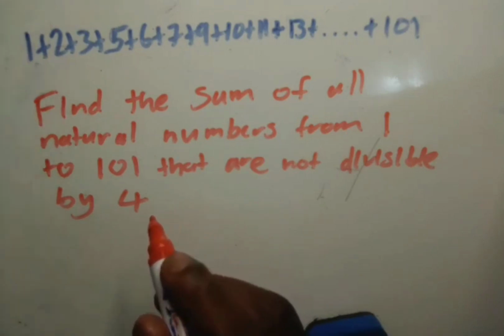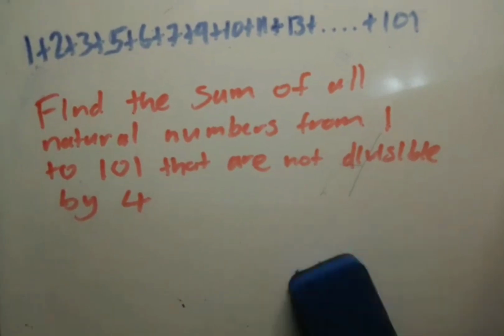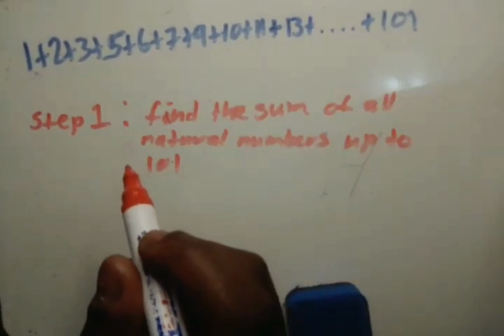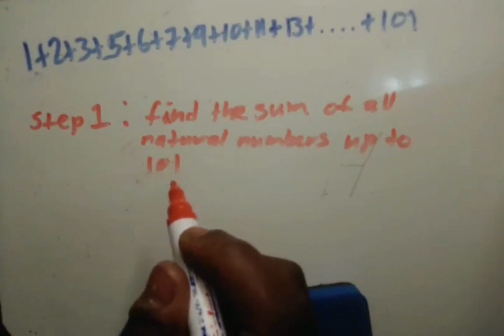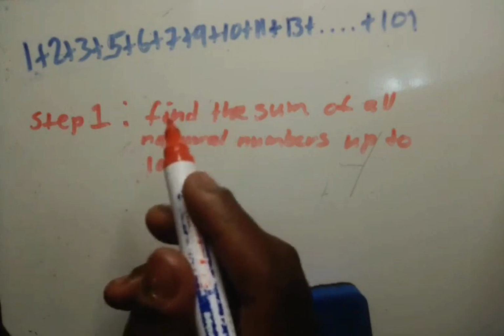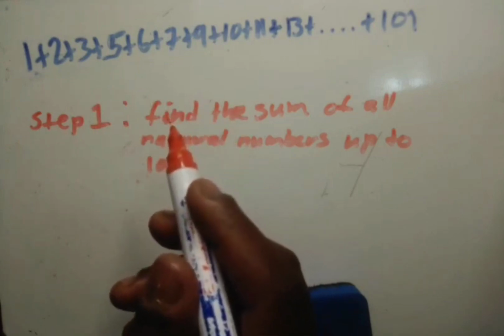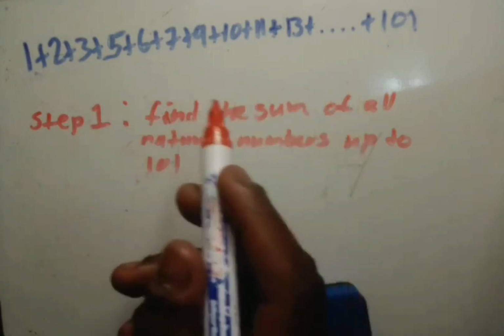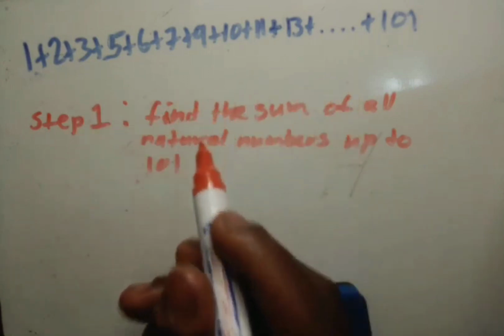So how do you deal with this question? This is what we're going to do. So step number 1, you're going to find the sum of all the natural numbers up until 101, right? This also includes the 4 that has been removed. So you'll pretend as though it was not removed in step 1. You'll find the sum of all natural numbers up until 101 so that it can be a perfect arithmetic sequence, right? So that's step 1.